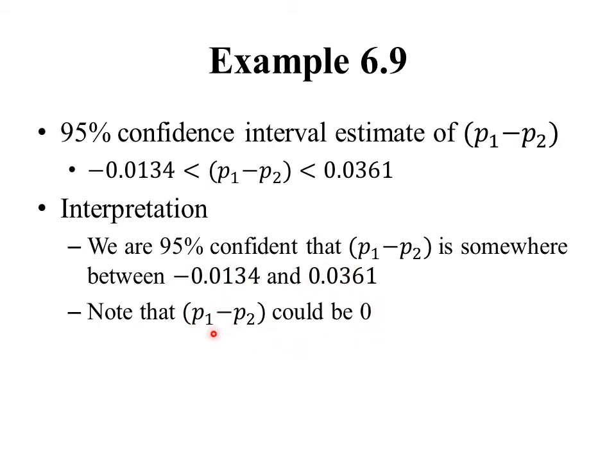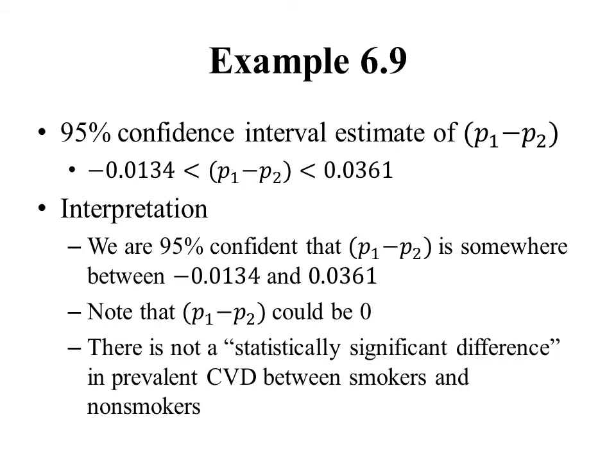Well, a difference of 0 would indicate that there's not much difference between our two populations. So the fact that this interval contains 0 leads us to the conclusion that there is not a statistically significant difference in prevalent cardiovascular disease between smokers and non-smokers. It means there's not much difference between our two populations, our exposed and our unexposed. That's maybe a little bit surprising. We would think that there's a bigger difference between these two populations, but our data indicates that there's not much difference at all.